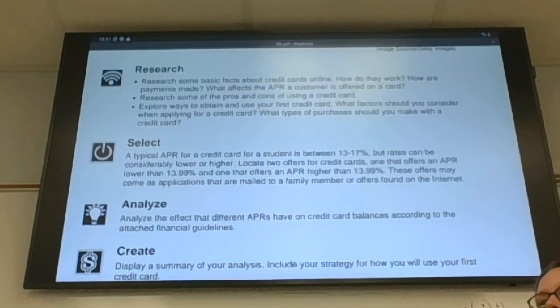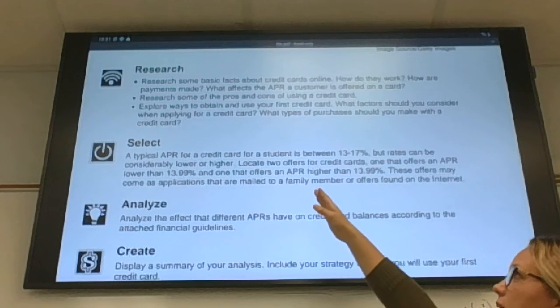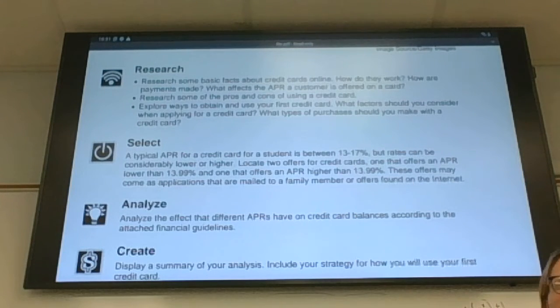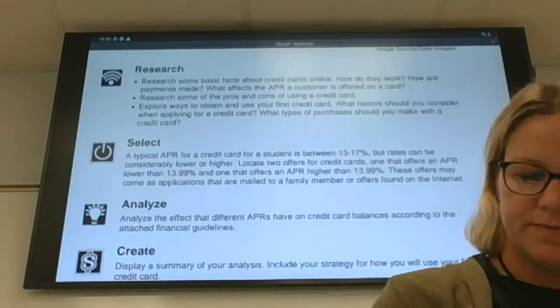So you have to research, you have to find a bank that's offering a credit card lower than that, lower than 13, and a bank that's offering a credit card higher than that. And then you're going to do calculations with it. You're allowed to work with one partner. So you may want to work alone. Sometimes things go better alone, but you can work with one partner.